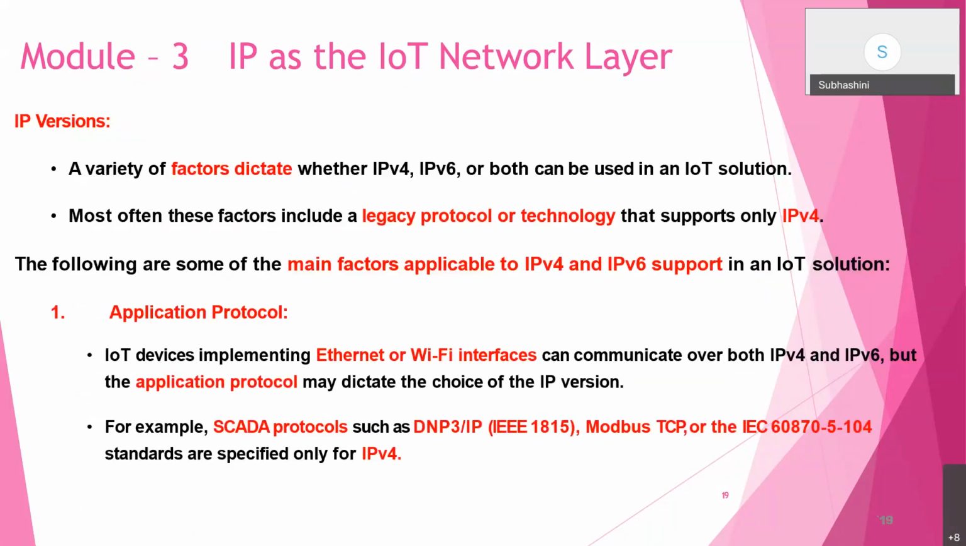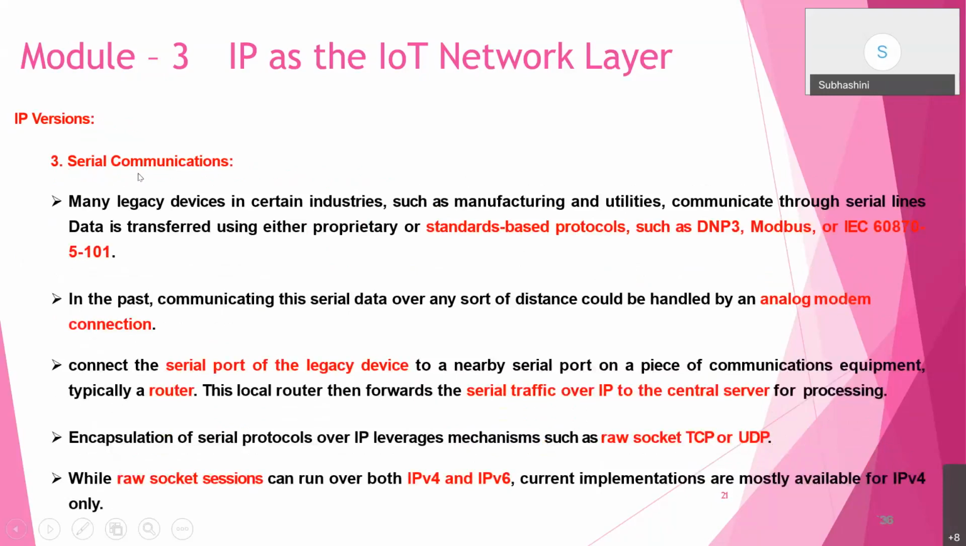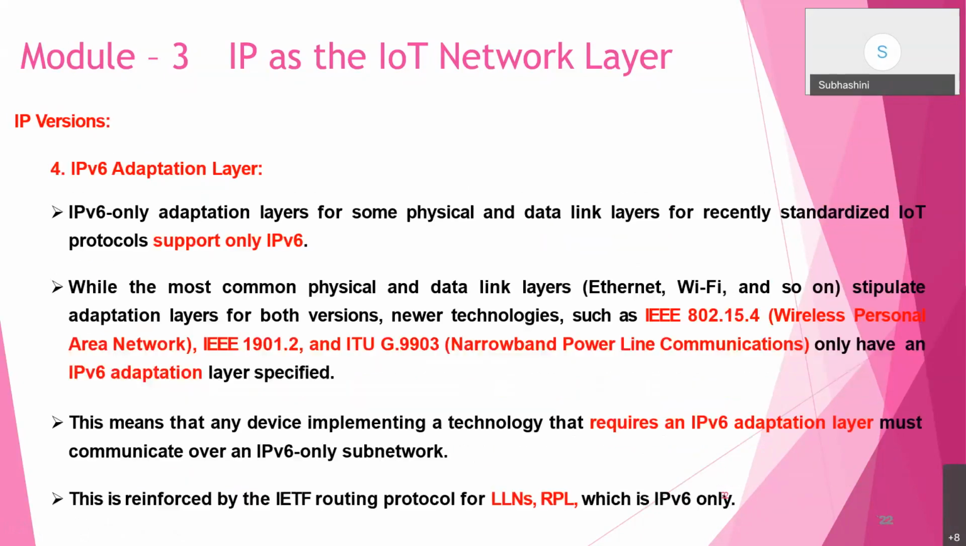You can find here some main factors for support from IPv4 to IPv6. First, your application requirement between IPv4 and IPv6. Then we require support from your cellular providers. And we require support from serial communication, because when I'm establishing communication in serial fashion, bit by bit transmission, to transit from IPv4 to IPv6 I need to make use of certain sockets, so socket support is required. And I also require something called an adaptation layer. The adaptation layer is basically required for IPv6, especially in the case of constrained nodes.